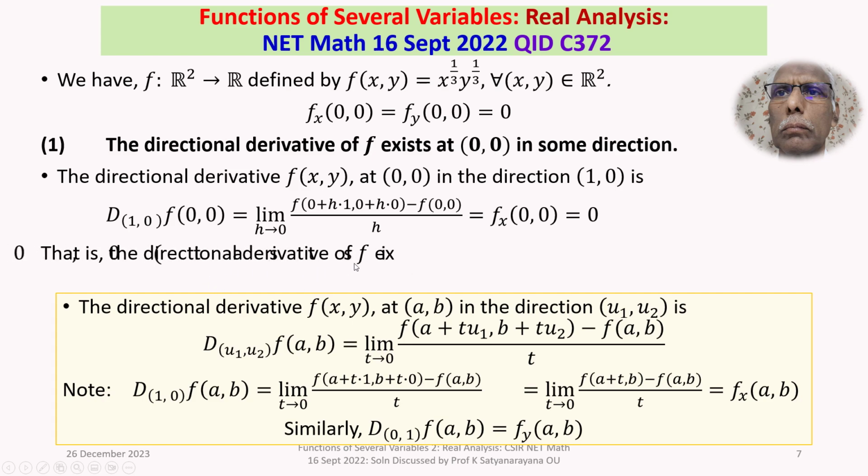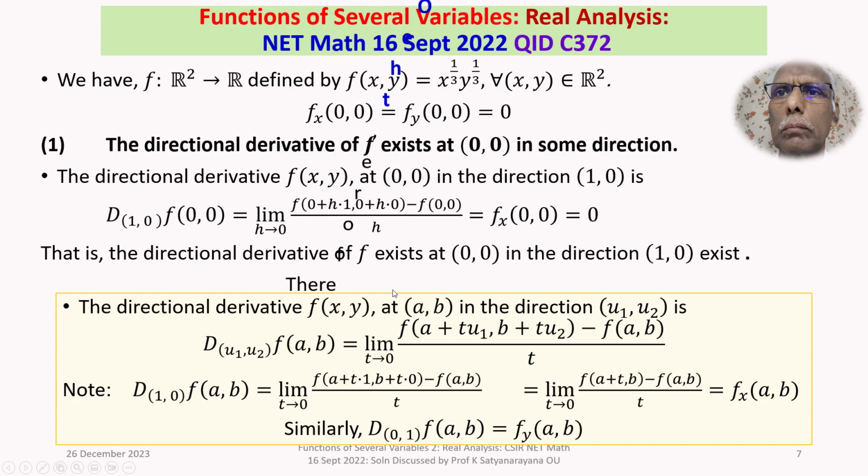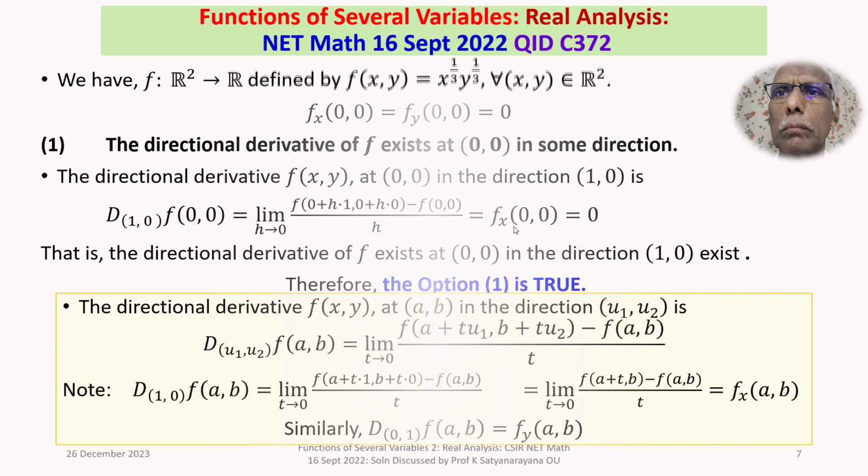That is, the directional derivative of f exists at (0, 0) in the direction of (1, 0), that is along the x-axis. Therefore, the option 1 is true. Agreed. Let's get into the next option.